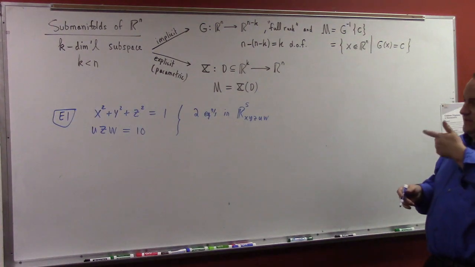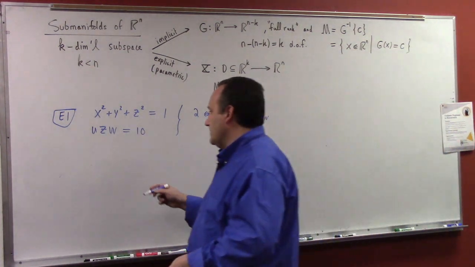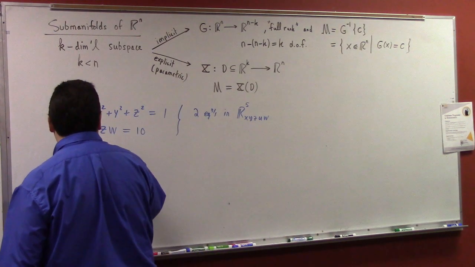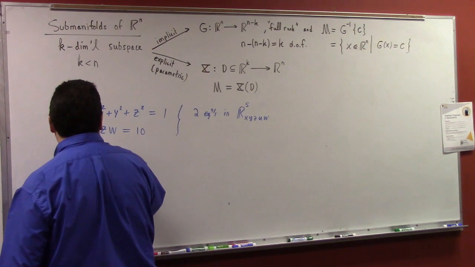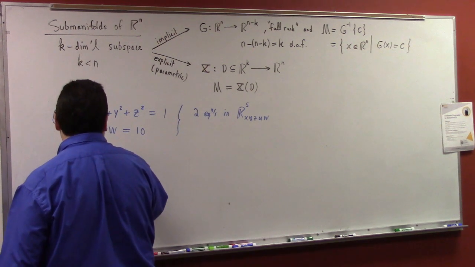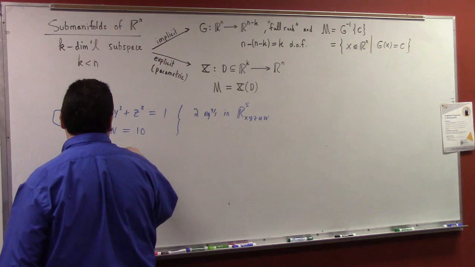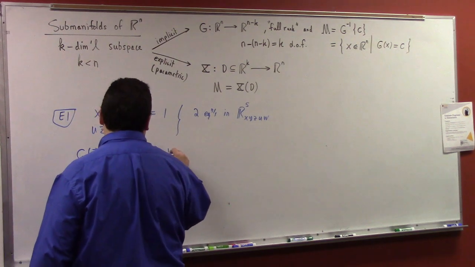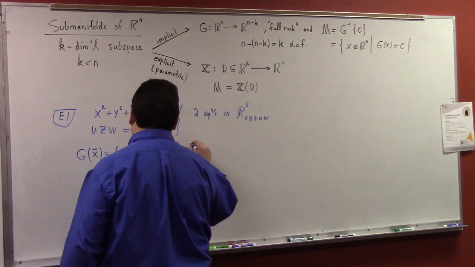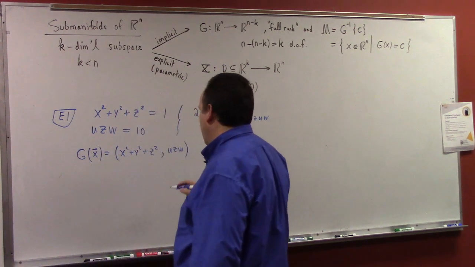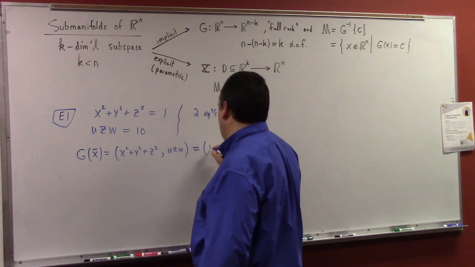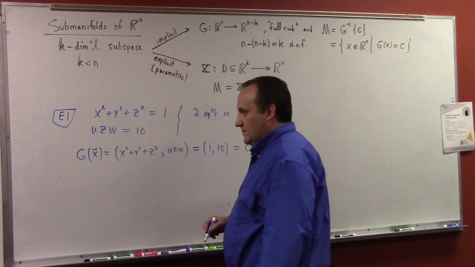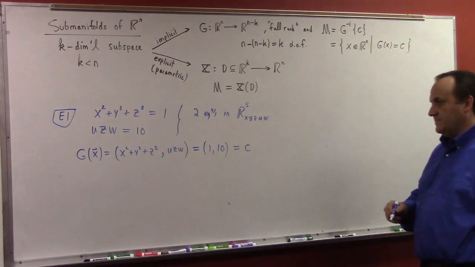So that means this is my G. G of X vector is equal to x squared plus y squared plus z squared, comma, uzw. And I'm setting that equal to apparently (1, 10). So that's like my C in my general setup over there.